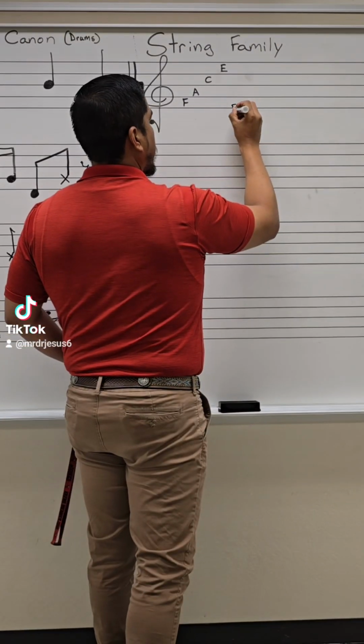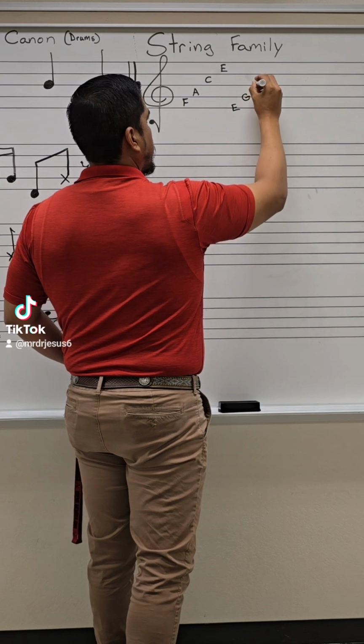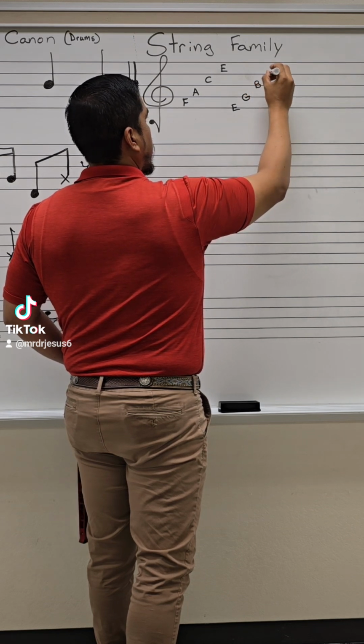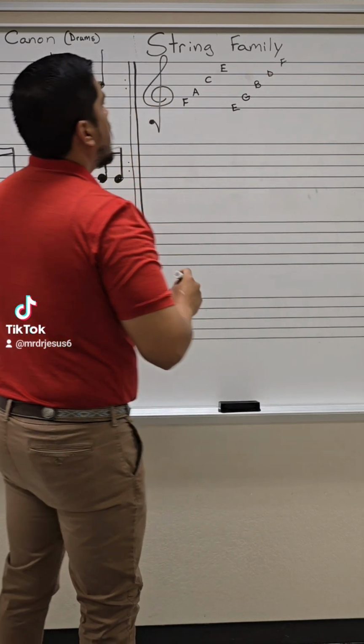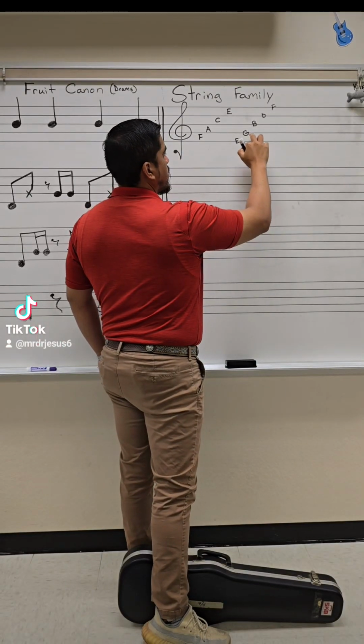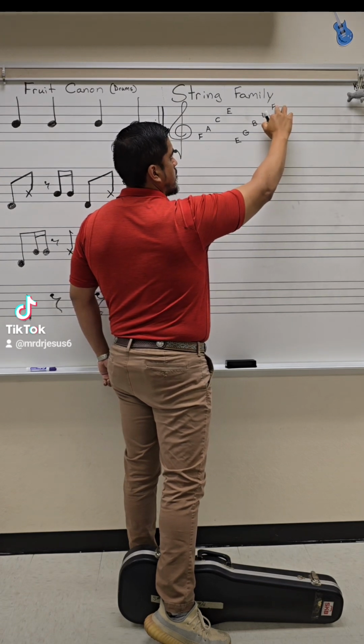Have E on the first line, G, B, D, and finally F. And we learned E for every, G for good, B for burger, D deserves, F fries.